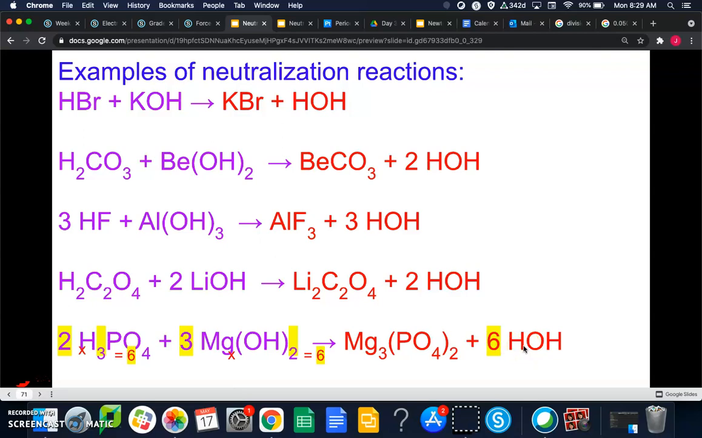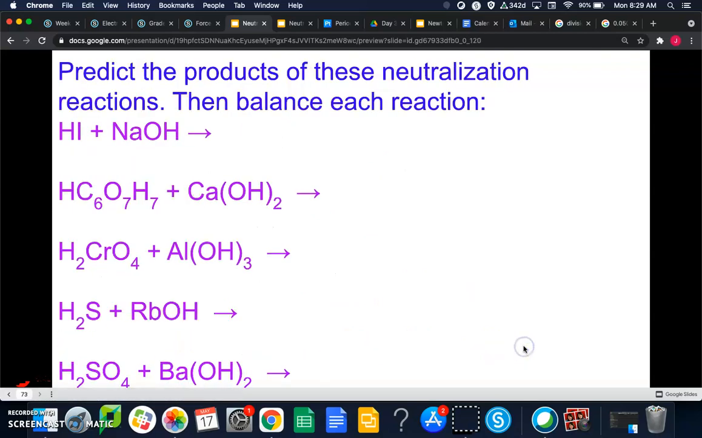Hopefully this makes sense. Give it a try with some of the acid and base reactions here. Some of these neutralization reactions. Try and predict the products and balance the equations. We'll go over this as a class tomorrow.